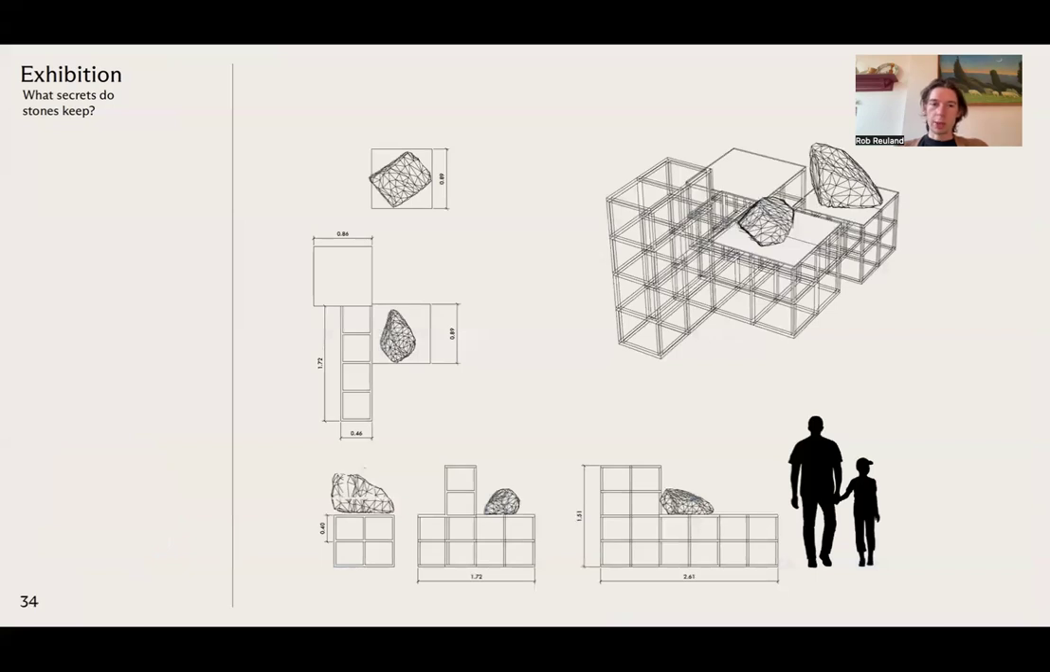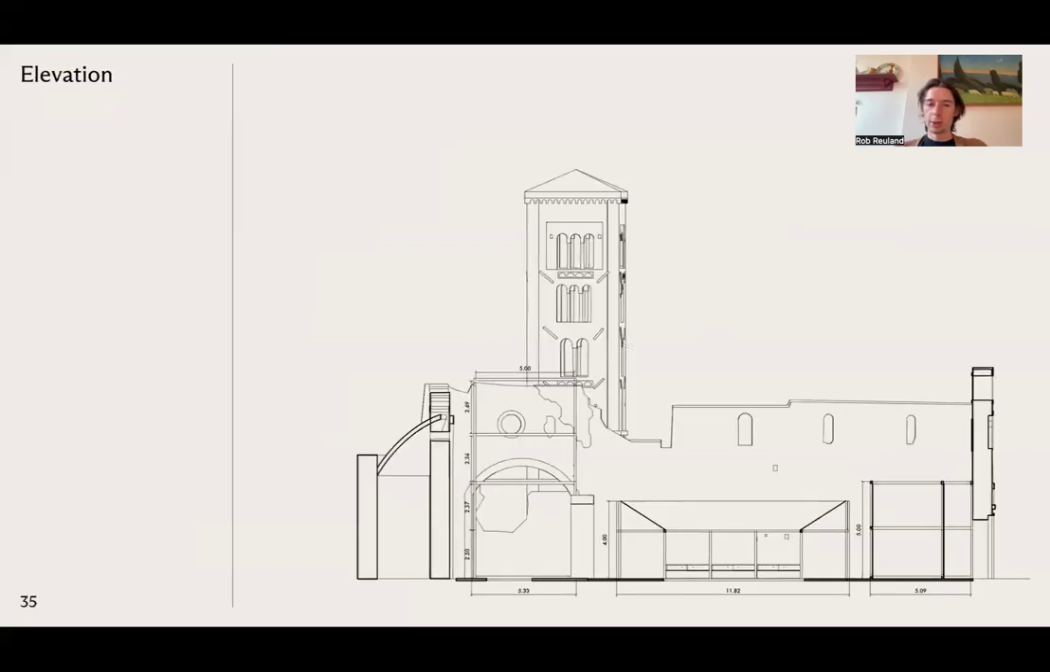And this is a modular unit that can be disassembled. Each module is 40 centimeters, and they could be repurposed very nicely into another ruin after this experience is over.